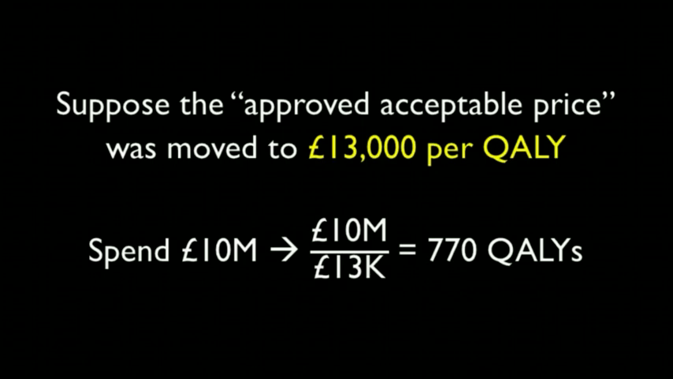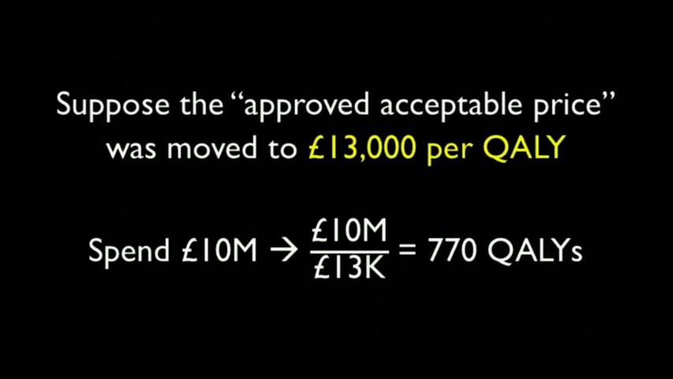Suppose the approved acceptable price was moved to £13,000 per quality adjusted life year. In other words, what if the government said we're only going to pay for drugs that give us one QALY for £13,000 or less? Well, with that fixed budget of £10 million, if they're only buying the drugs that give them one QALY for £13,000, then they could actually buy a full 770 quality adjusted life years.